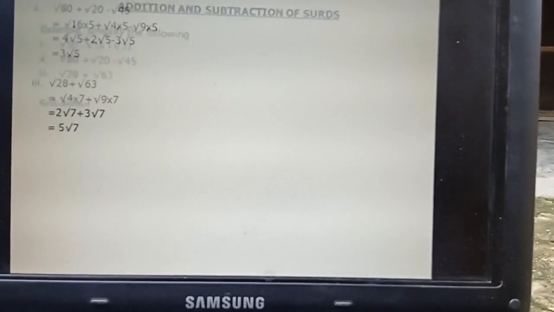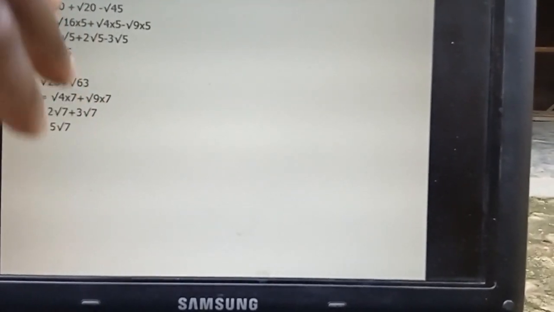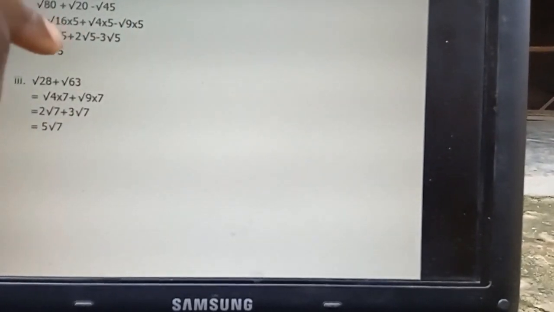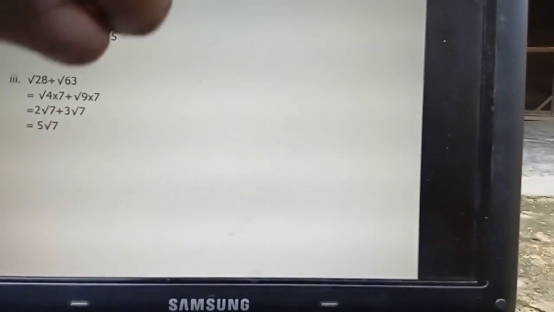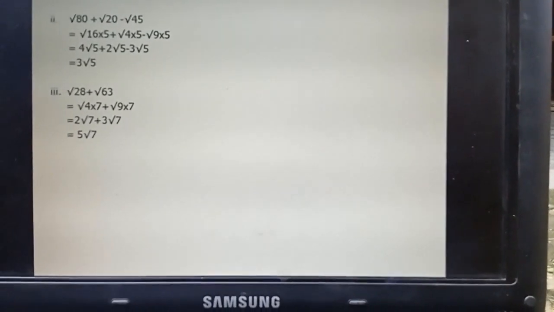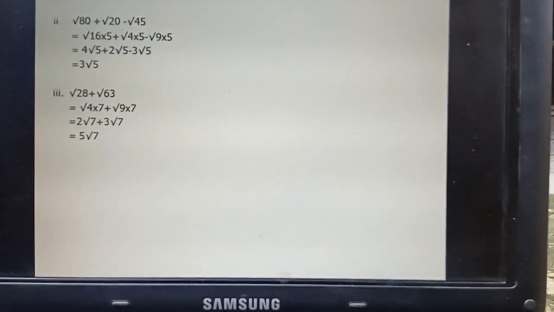Then number 2, the same as number 1. Root of 80 plus root of 20 minus this. You should divide this 18, then find the square root also for this 20 and 45. The same as number 3. Do you get it?